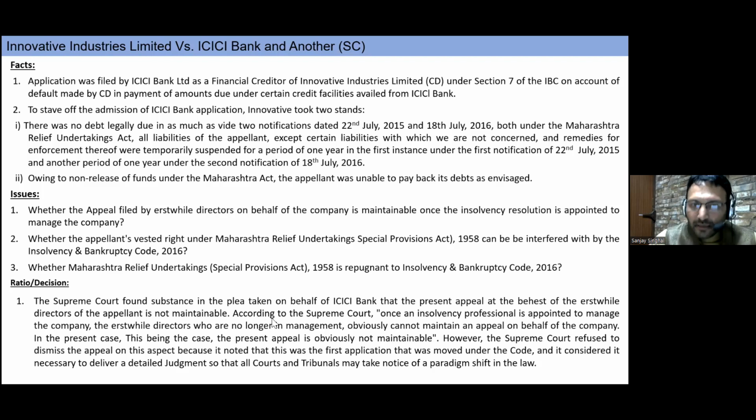According to the Supreme Court, once the insolvency resolution professional is appointed to manage the company, the directors who are no longer in the management obviously cannot maintain an appeal on behalf of the company. Still, they accepted the appeal because they said that it is the first appeal under this code which has come in front of them. So they will take it and deliver a detailed judgment so that all courts and tribunals may take notice of the paradigm shift in the law. So basically, they accepted that appeal.